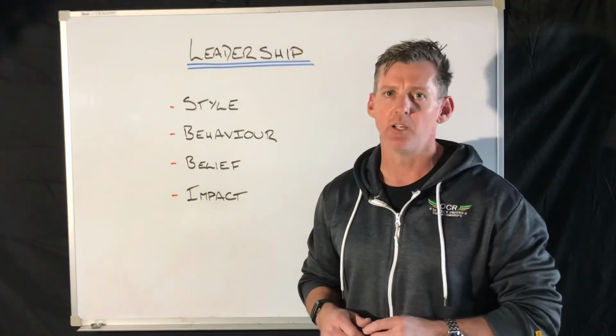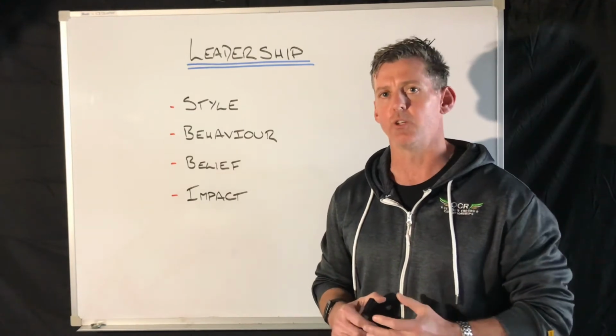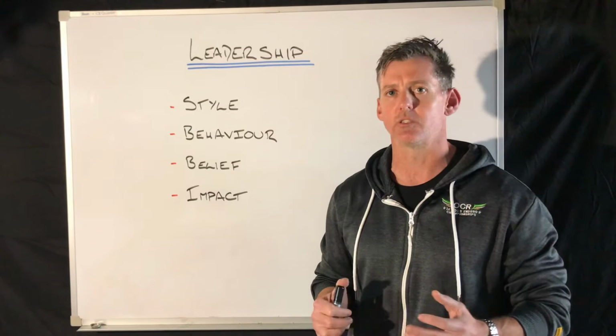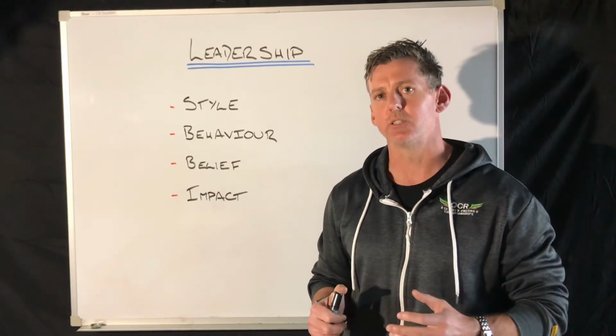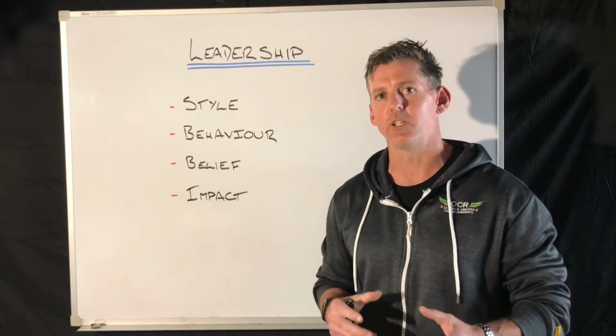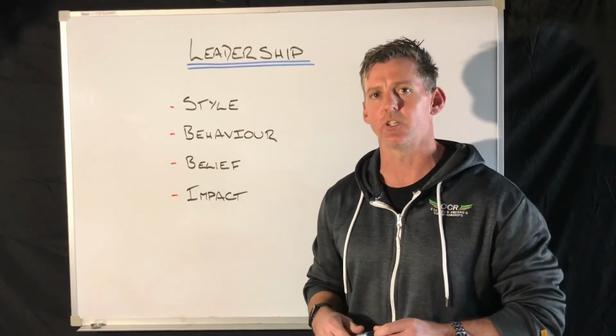The next one is behavior. So what sort of behaviors do you model for those below you? Because often we learn by seeing and not by hearing and doing. So when we look up to leaders, the behaviors they show in difficult times, a lot of times create the mental models for that individual as to how they're going to lead in similar sort of circumstances.